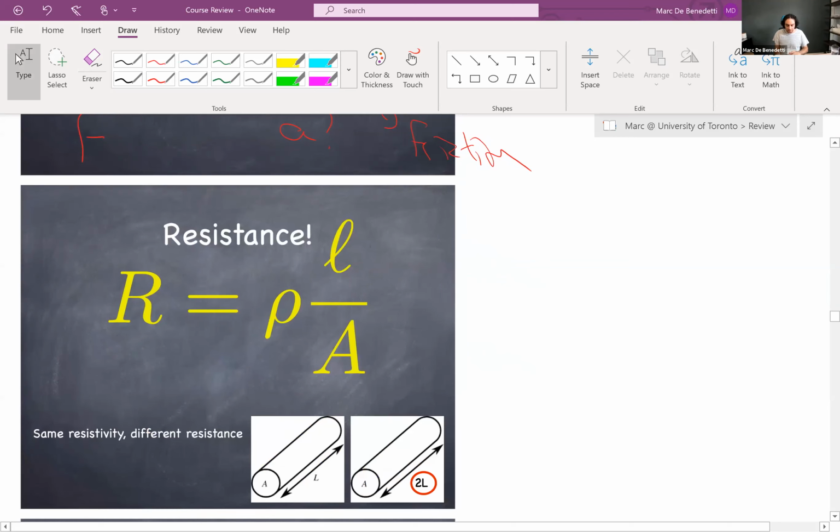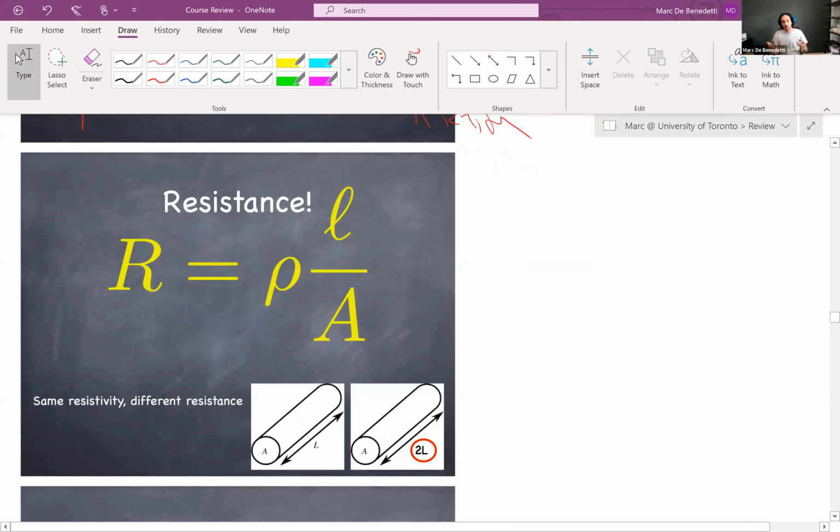The resistance is a function of three things. It's a function of material. Copper is inherently more conductive than, say, aluminum, and especially more conductive than, say, wood. And so that's encapsulated by the resistivity. So that's a sort of a throwback to earlier in the lecture here.